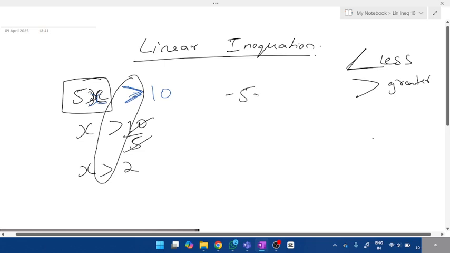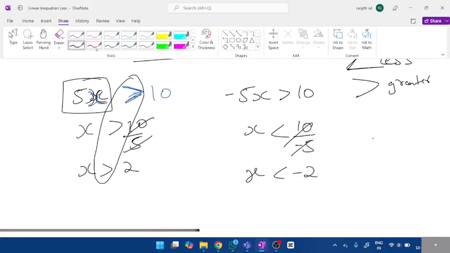Now the same multiplication, if I take a negative number, minus 5x is greater than 10, then which number do you have to bring down? Minus 5 is negative or positive? Negative. So when you're bringing down a negative, this is only for multiplication and division, this greater symbol will become lesser. So what's the answer? x is lesser than minus 2. Did you understand? Yes, sir.